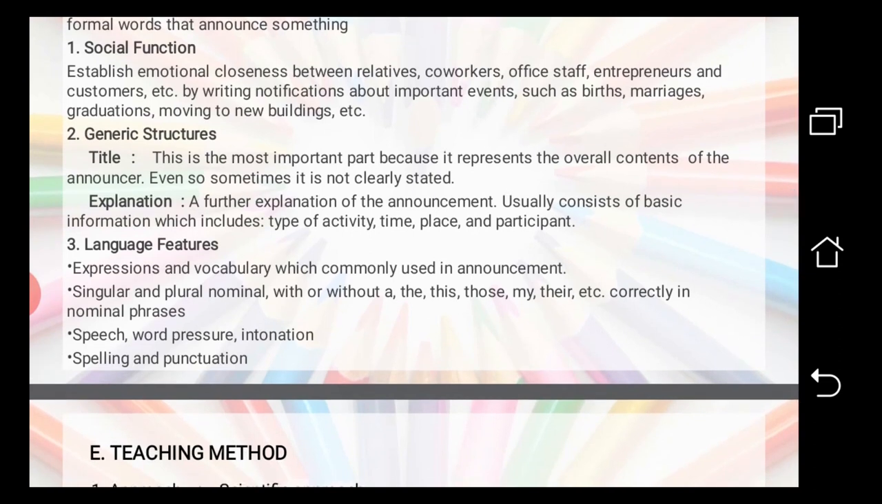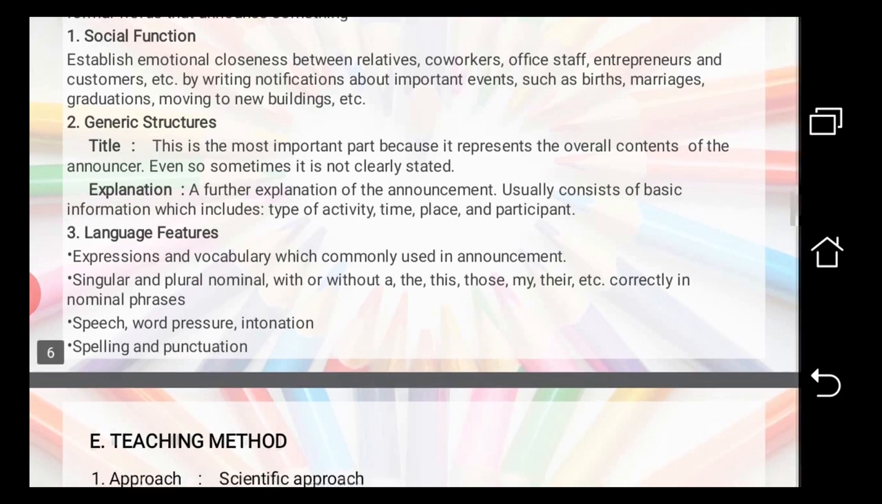It covers expressions and vocabulary which are commonly used in announcements, but it can be singular and plural, nominal, with or without a, the, this, those, my, their, etc. correctly in nominal phrases. It can be speech, word pressures, intonations, spelling, and punctuations.